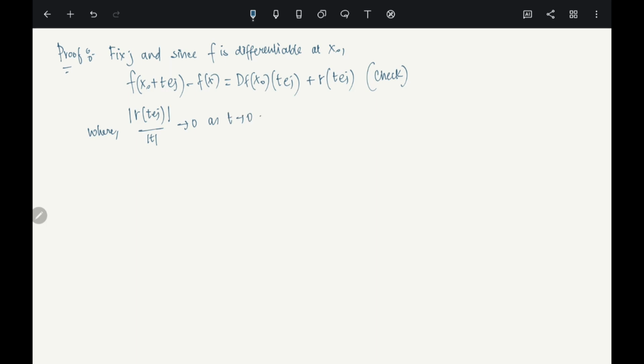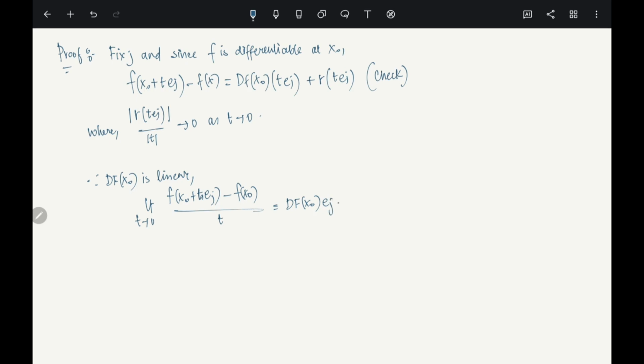Now you see, since df x naught is linear, this is nothing but t times df x naught acting at ej, right? So essentially I can write it as the limit as t tends to 0 of f of x naught plus t ej minus f of x naught, divided by t, which is equal to df x naught acting at ej.